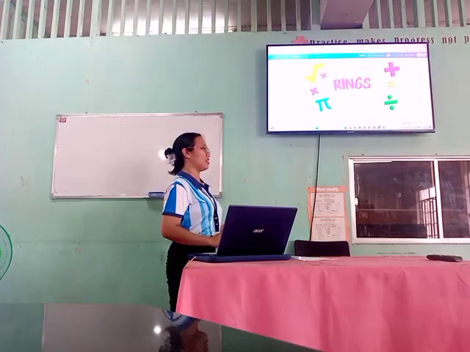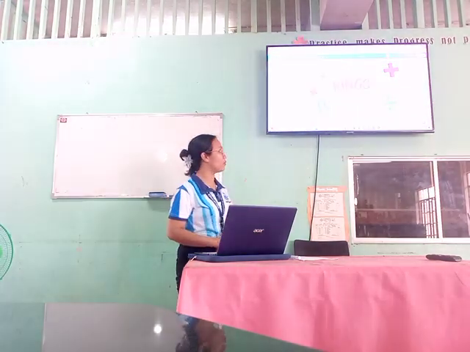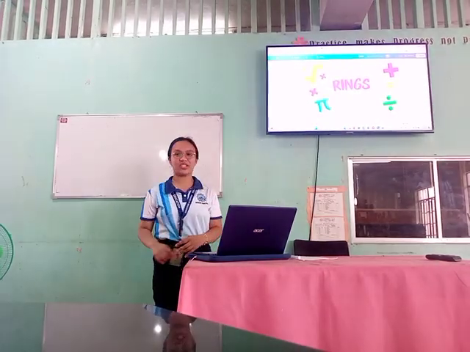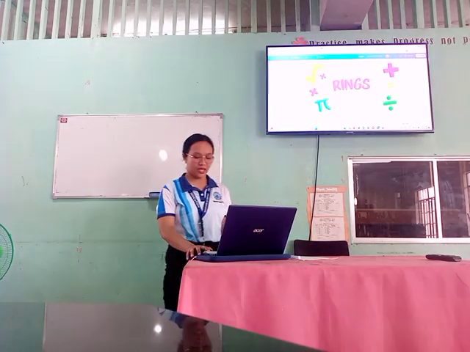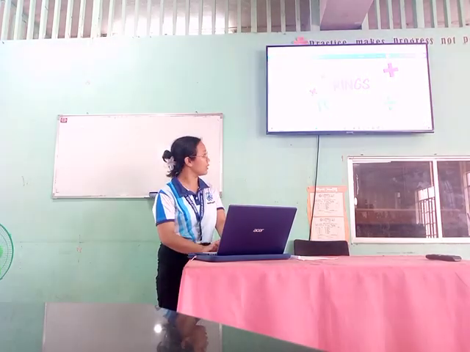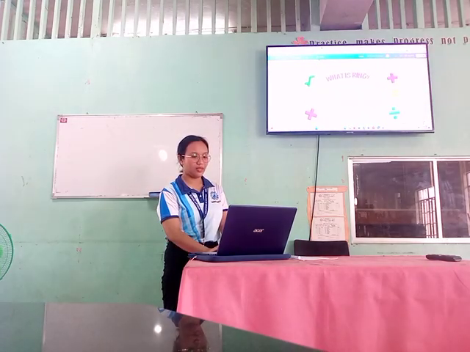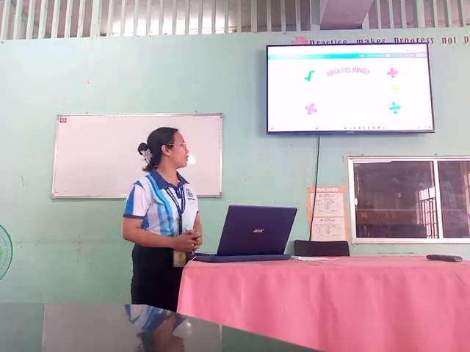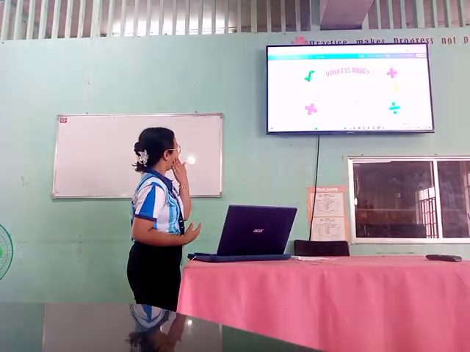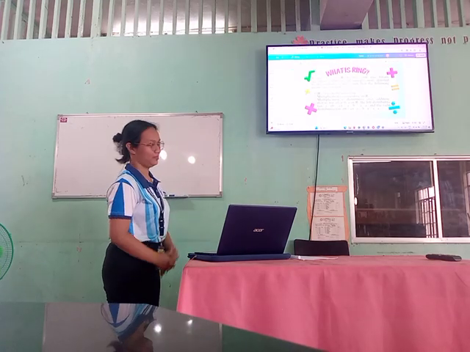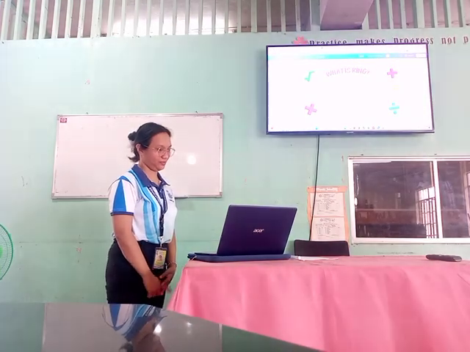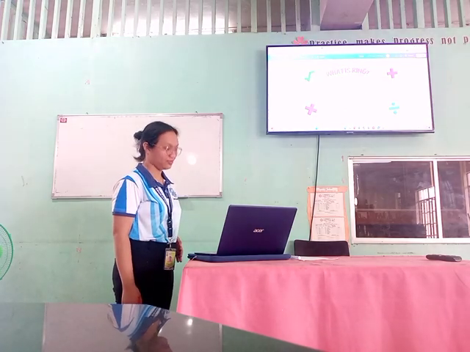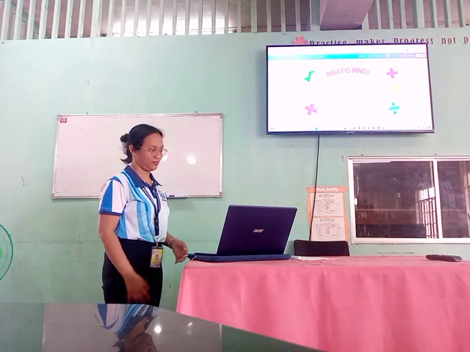Since we are done talking about isomorphisms and homomorphisms, now let's proceed to our next topic, which is all about rings. Next we have the definition of a ring. What is a ring? Can you read, everyone? A ring is a set R together with two binary operations, addition and multiplication, denoted by the symbols plus and multiplication, such that the following axioms are satisfied.